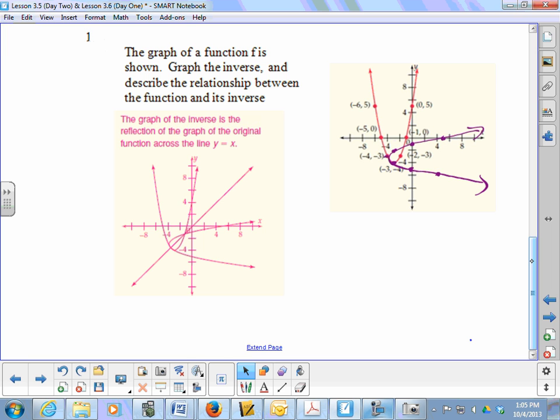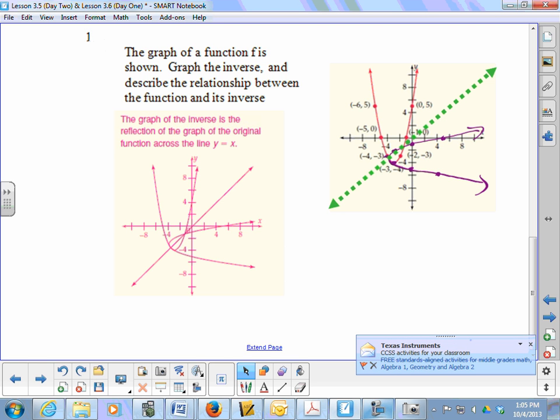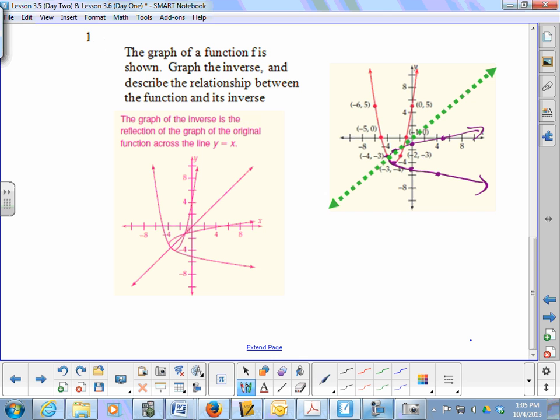So if I actually put the line here, then all of my points, oops, that doesn't make two there. That's better. All of my corresponding points should be the same distance from that line y equals x, because it's a reflection. So we have the distance from here to here is the same as the distance from there to there.